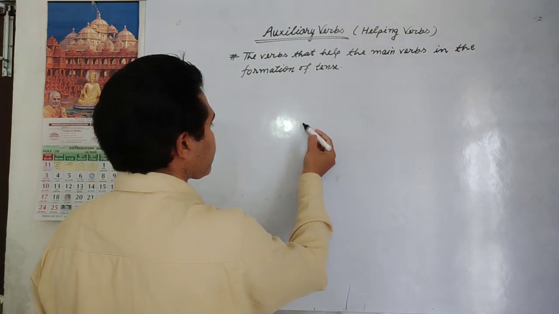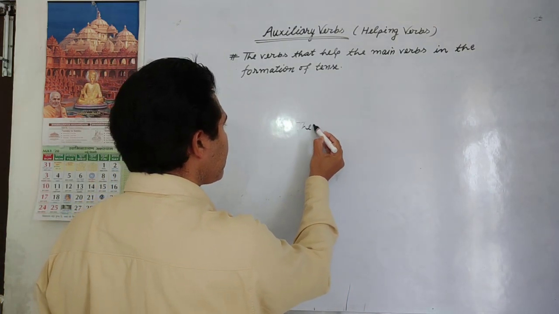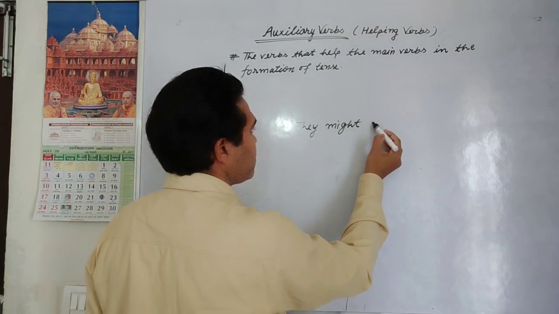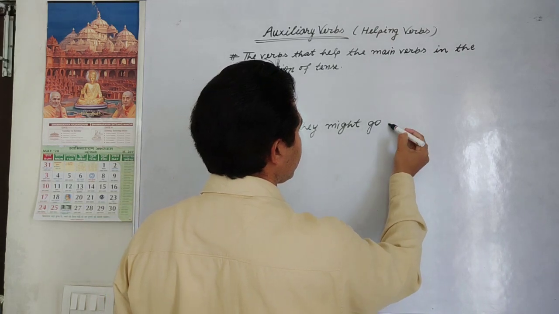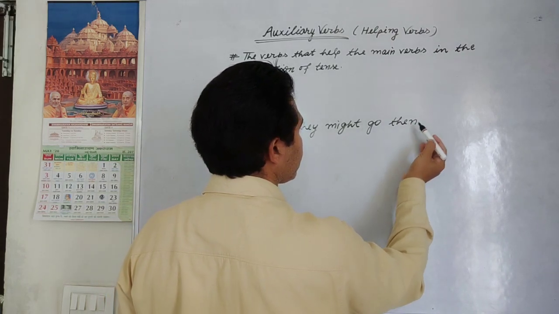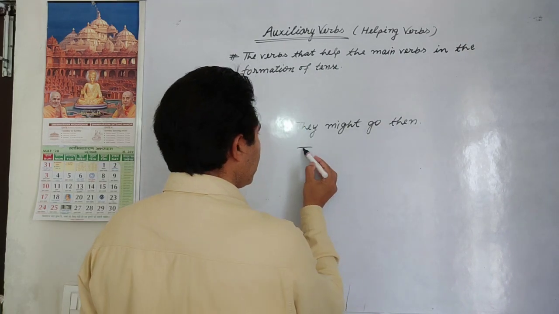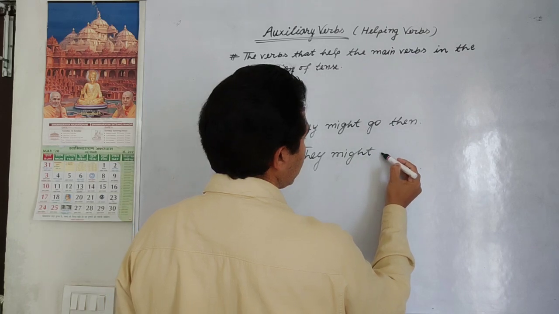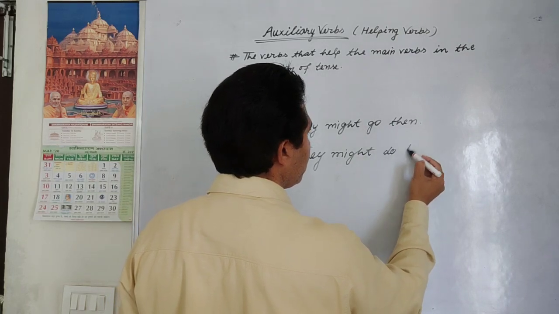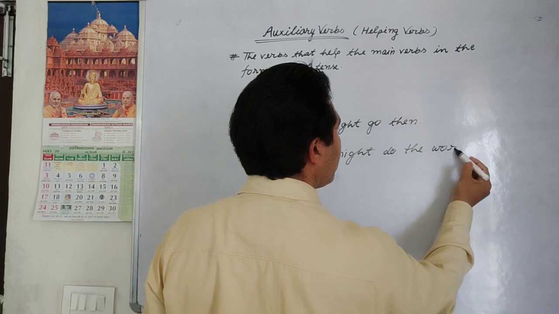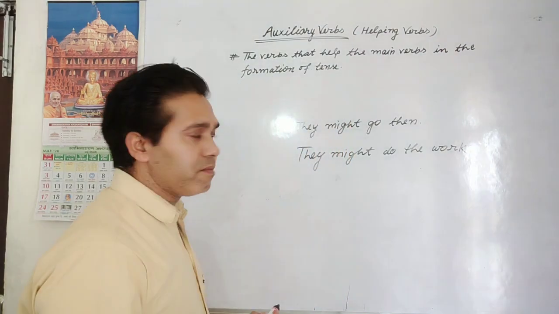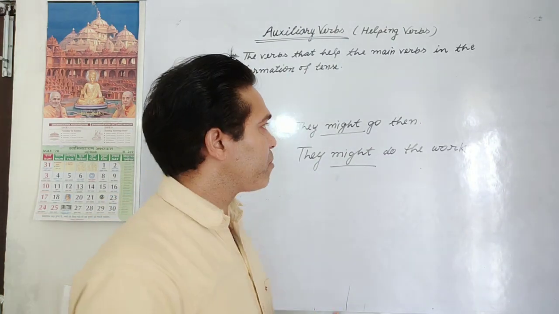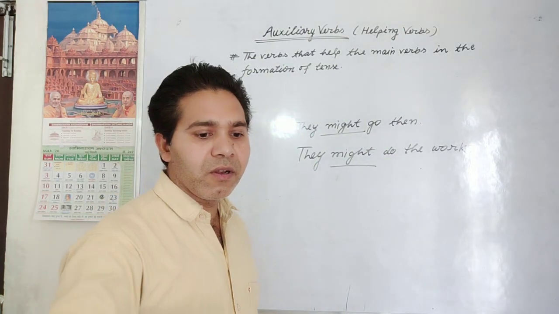They might go, then they might do the work. Weak possibility. Might is used for weak possibility. You must remember. Okay.